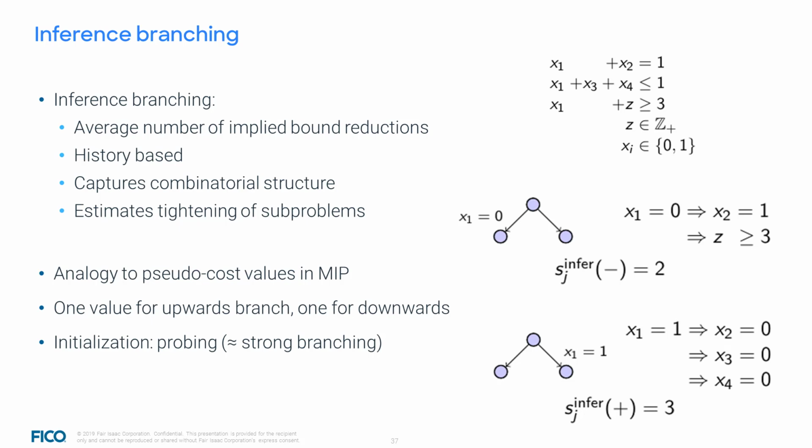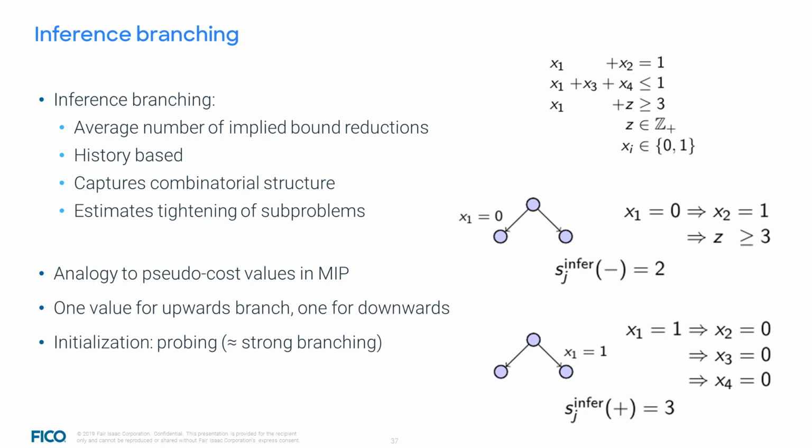Inference branching was inspired by constraint programming methodologies. It counts the average number of bound reductions that follow from branching on a variable. In the tiny MIP in the example here, fixing x1 at 0 implies 2 things: x2 has to be equal to 1 and z can't be less than 3. So we would say that the inference down score for this branch on this variable is 2. Down branching on x1 triggers 2 bound reductions.